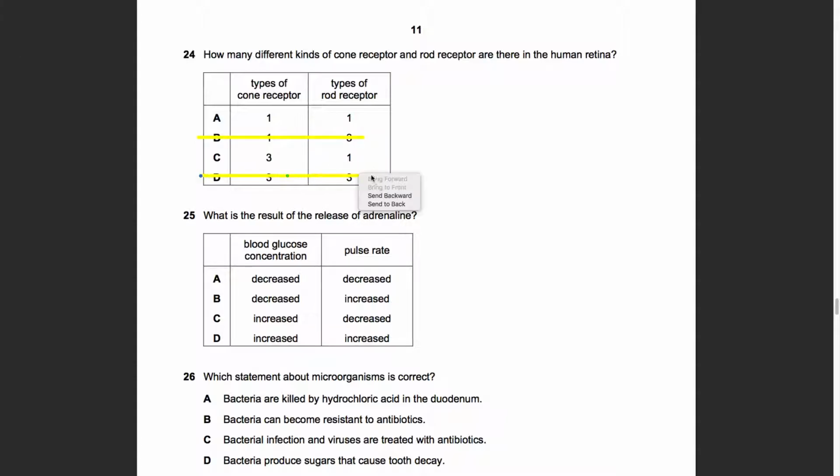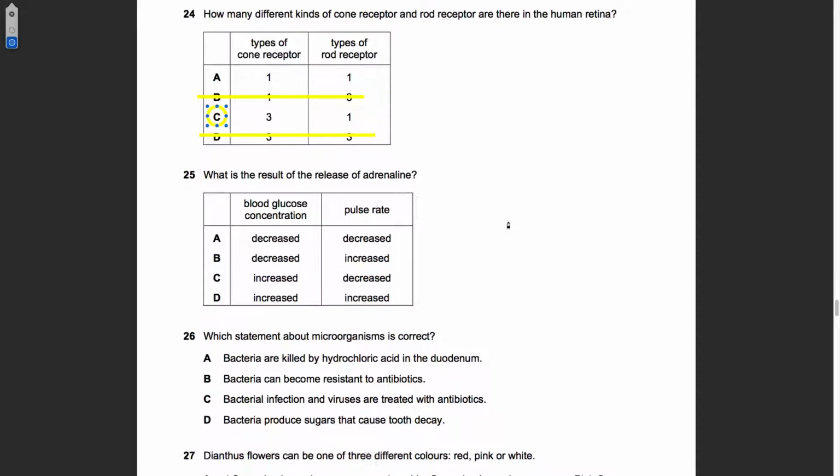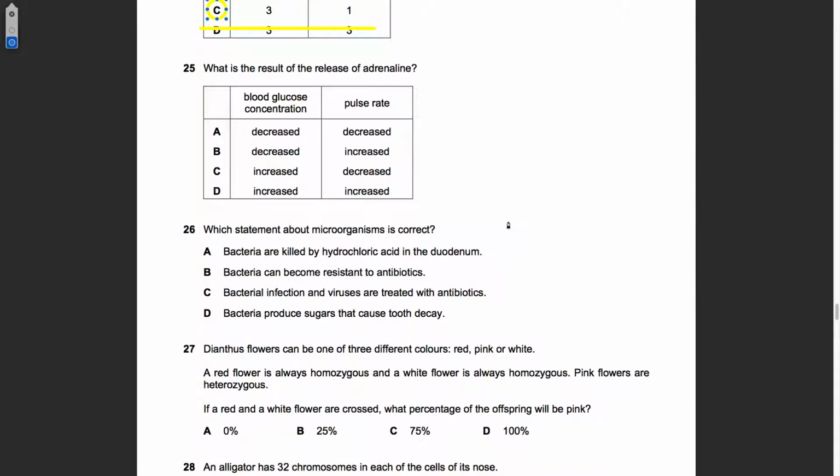Okay. Now, we've got to decide, is there one type of cone or are there 3 types of cone? Well, we have what's known as trichromatic vision, meaning 3 colours, and that's down to the fact we've got 3 types of cone, which are for the 3 different colours. So C is correct. And then 25, what happens when we release adrenaline?